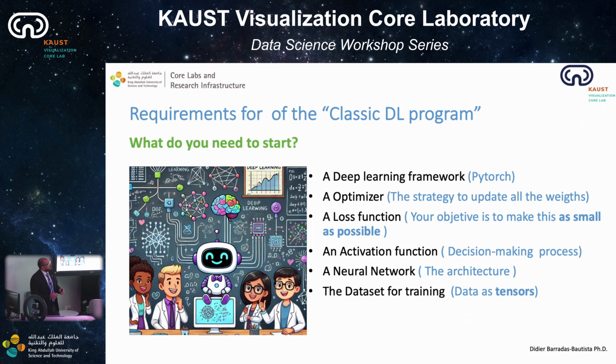Now, what does a classic deep learning program need? In general, you need a deep learning framework, meaning TensorFlow, Caffe if you still work with that, though nobody works with that anymore, and PyTorch. A framework is basically a battery of libraries that you can import and then use the pieces together to make one code. So in this case, it's PyTorch. It needs an optimizer. Read the optimizer as a strategy that you're going to use to train the neural network. It's a strategy in general.